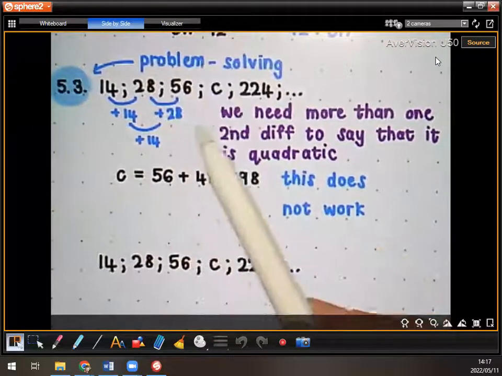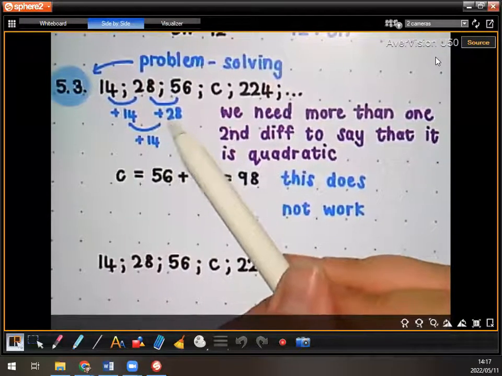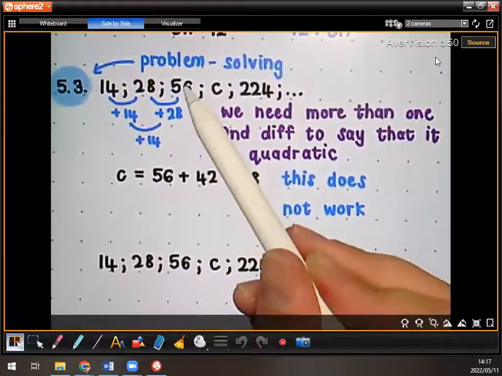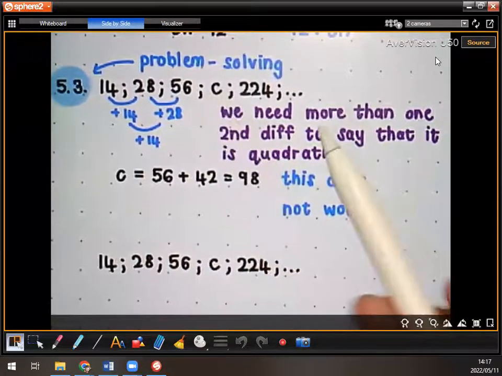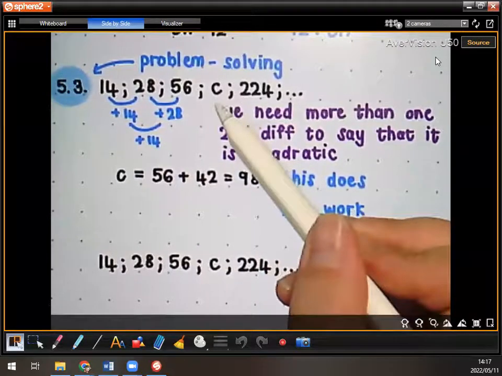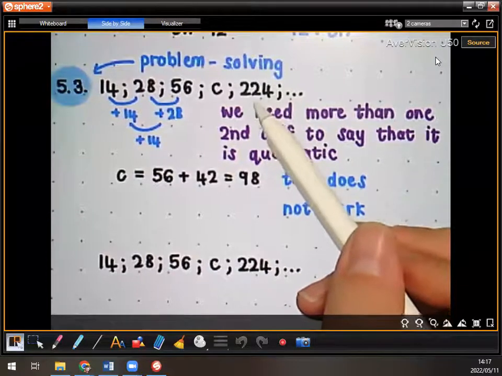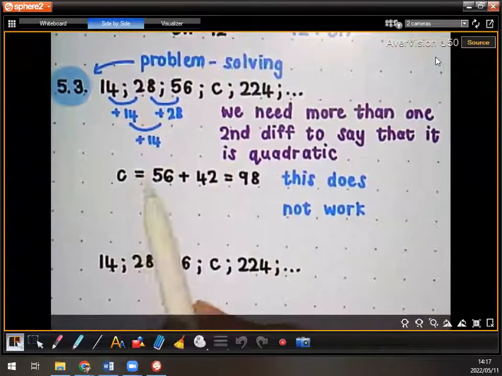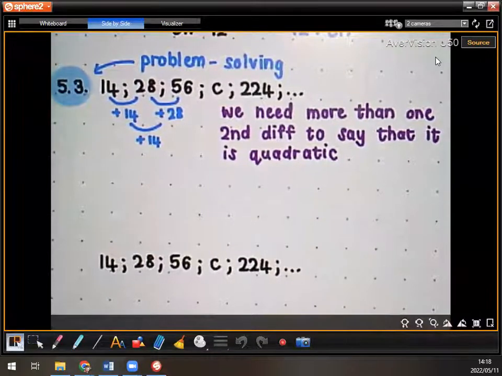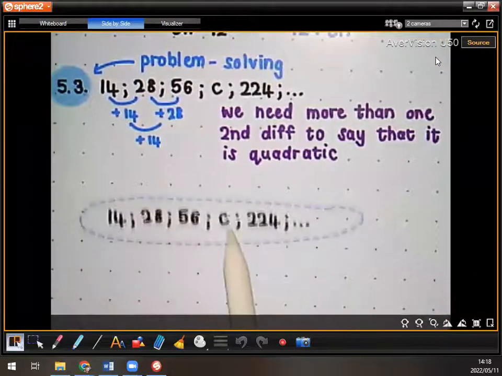Because when I assumed, okay, let's say 14 is a constant second difference, and I added 14 to 28, that's where I got 42 from, and I then calculated the value for C, I got 98. But then guys, if you add that same second difference to get the next one, you don't actually get 224. It doesn't actually work. So that's why I wrote it here, just so that you can see that you could check it and it doesn't work. So we need to find a different type of number pattern.